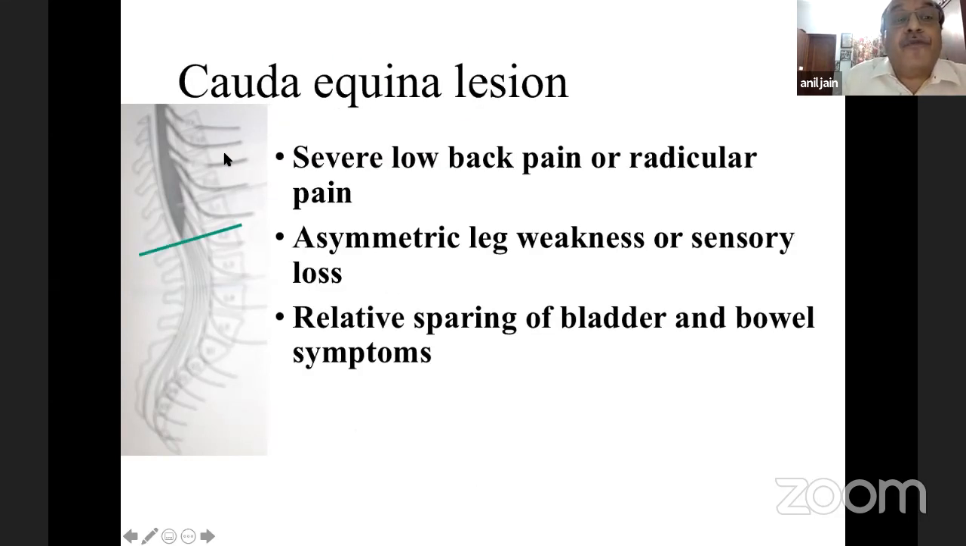Now, from there down, we come to the cauda equina. The cauda equina is a collection of roots. So these patients will have severe low back pain of the initial disease, whether it is a disc disease or a tumor or a neoplastic disease, or asymmetric leg weakness, depending on which root is being affected. And there will be a relative sparing of bladder and bowel function in the cauda equina.